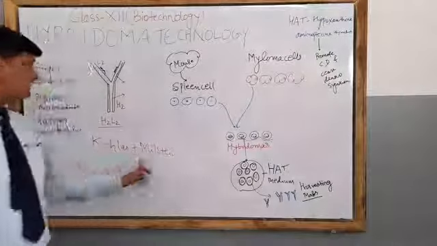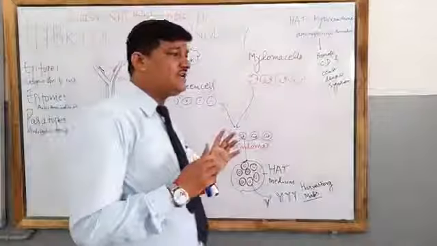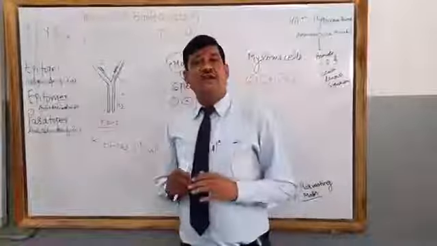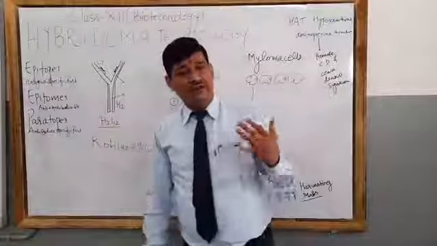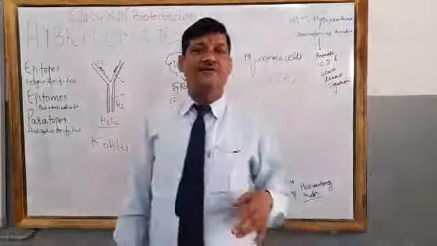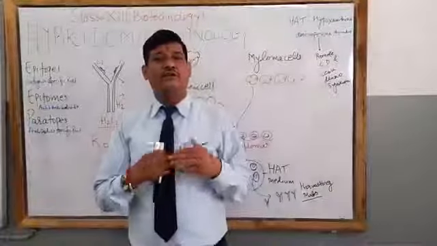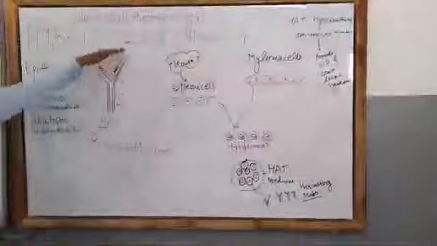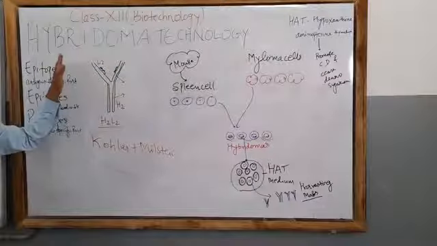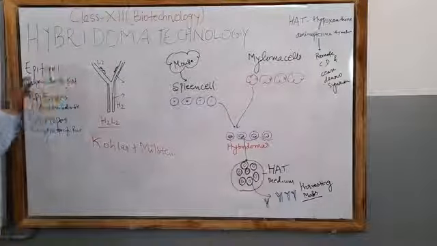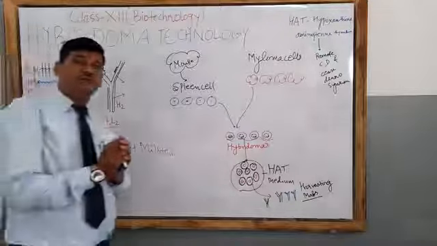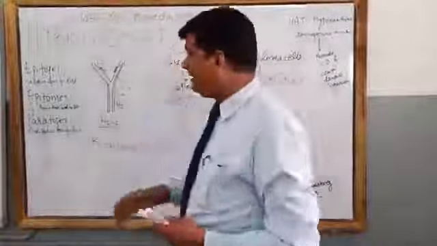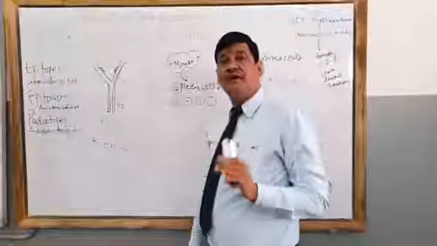Actually, when Kohler and Milstein were working on this project, it brought a revolution in science and technology to find out the diagnosis of the various kinds of diseases which are becoming fatal for human society. So before coming to hybridoma technology, let us see what the meaning of epitopes is. Epitopes determine the particular specific part of an antigen.